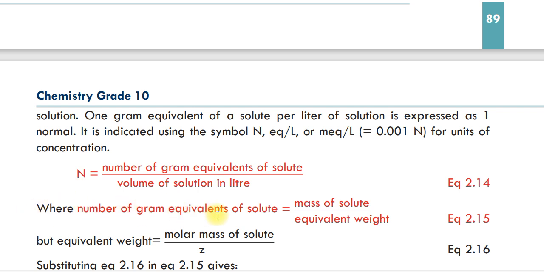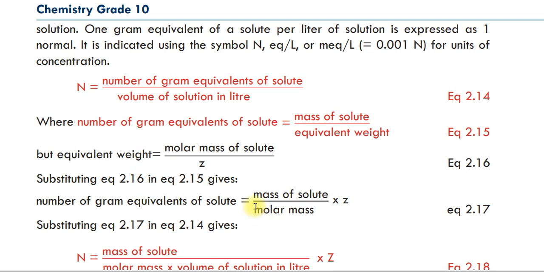ስለዚህ where number of gram of equivalent of a solute ማለት ኦኬ የላይኛው ማለት ነው። ማስ ኦፍ ሶሊድ ኦቨር ኢኩቫለንት ዌት እንደማለት ነው፣ ሌላ ካልኩሌሽን። But equivalent weight ማለት ሞላር ማስ ኦፍ a solid over z ማለት ነው። Then substitute 2.12 into 2.15. አሁን እዚህ ጋር ኢኩዌሽኖች አሉኝ፣ እዚች ጋር ያገኘዋትን ወደ ላይኛው ሰብስቲቱት ማድረግ። Number of gram of equivalent of solute, አሁን እዚህ ጋር የሰብስቲቱሽን ስራ ነው እየሰራን ያለው፣ አንዱ ወደ አንዱ መተካት, which is mass of the solute over molar mass times z.